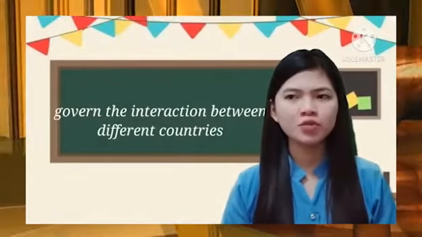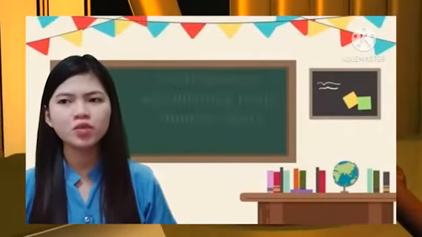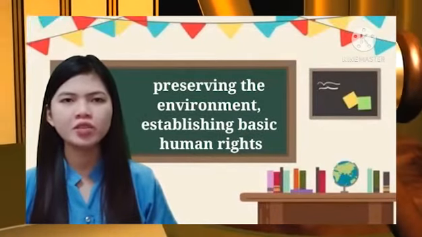For the fourth type, international law, it governs the interaction between different countries. These laws are designed to promote trade and to keep all citizens safe. International law often deals with issues related to preserving the environment, establishing basic human rights, and regulating trade.